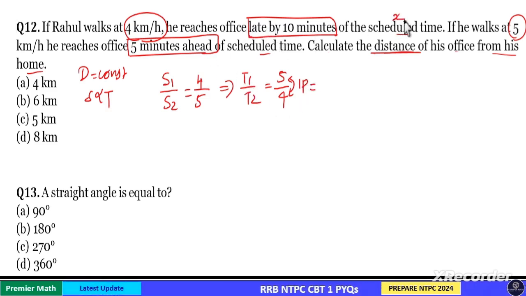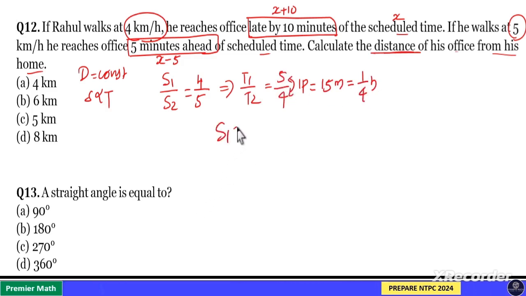If you take the schedule time as x, late by 10 minutes means x plus 10, and 5 minutes ahead of schedule time means x minus 5. The difference between x plus 10 and x minus 5 is 10 plus 5, 15 minutes. 15 minutes means 1 by 4 hour. So T1 is equal to 5 part, and 5 part is equal to 5 into 1 by 4 hour.